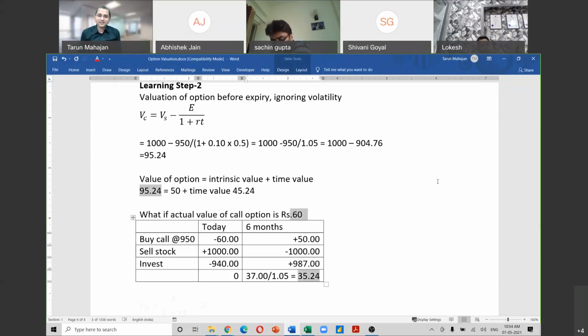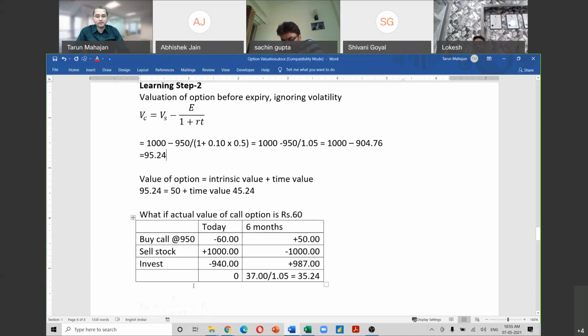This is how you make a profit. And if you're able to make a profit with zero investment and zero risk, obviously you would like to do it. Everybody would like to do it. And if many people start this, everybody will be buying the call today. If many people started buying the call today, there will be buying pressure on the call option. So from 60, it will rise to 65, 70, 75, 80, 85, 90, 95, 95.24. Once it reaches 95.24, this 37 rupees profit will become zero. So arbitrage will stop automatically.